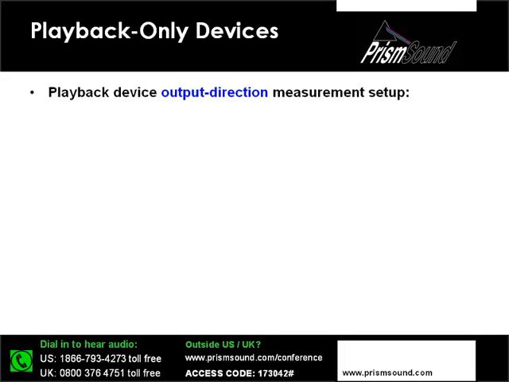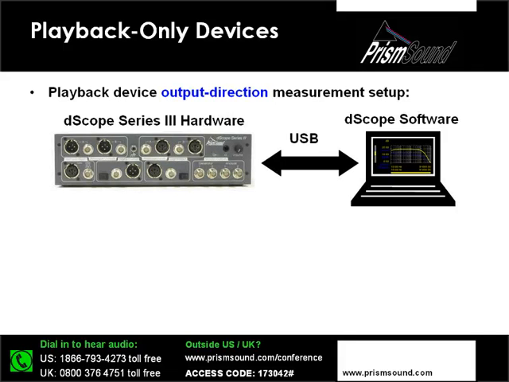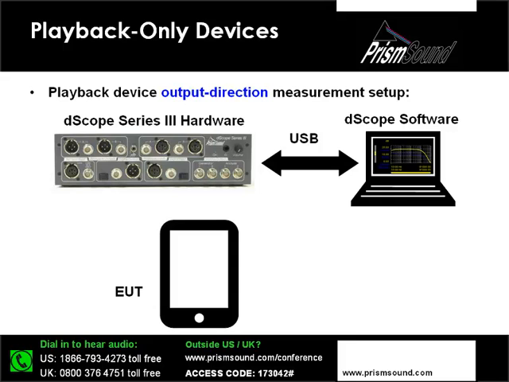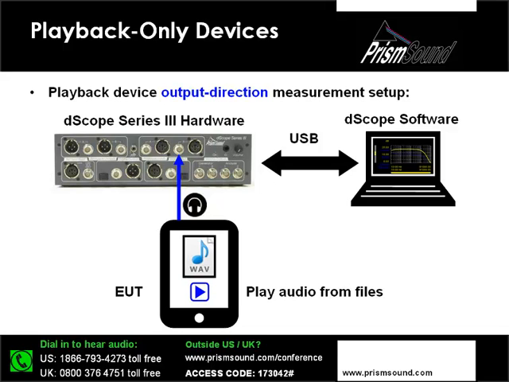So let's consider first of all the output direction, the playback direction of our device under test. And here I have once again the system that I'm going to be using extensively today, the D-Scope 3 measurement system, which comprises a software interface and a hardware instrument. And this is the device that I want to measure. This is my tablet device, and I want to analyze the behavior of its analog output via its headphone port. How do I do that? Well, I need to load some test files onto that device, play them out, and then analyze the output of that device.